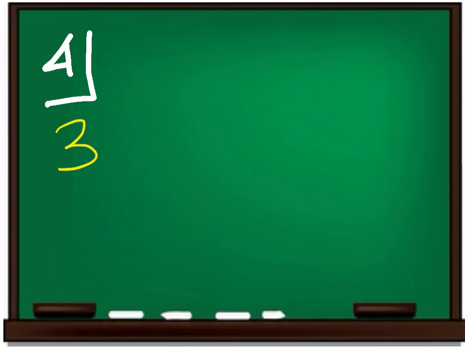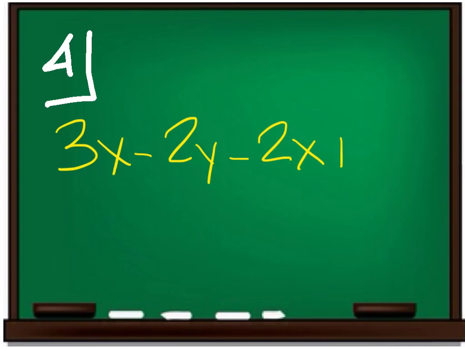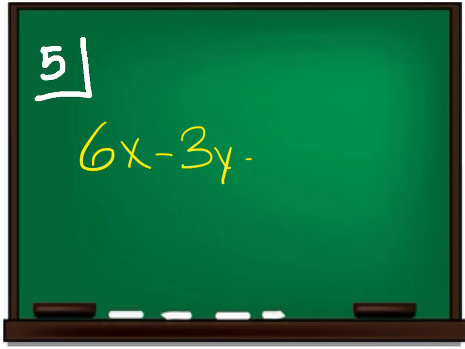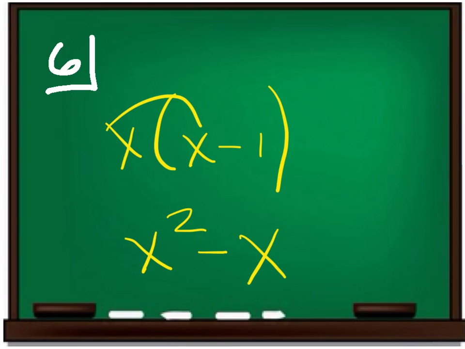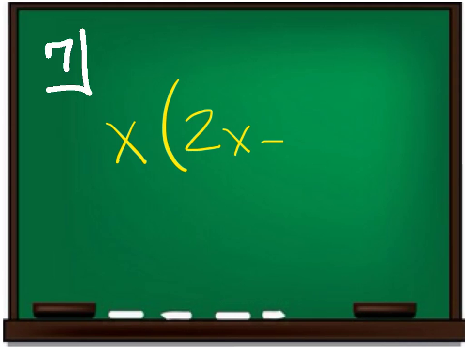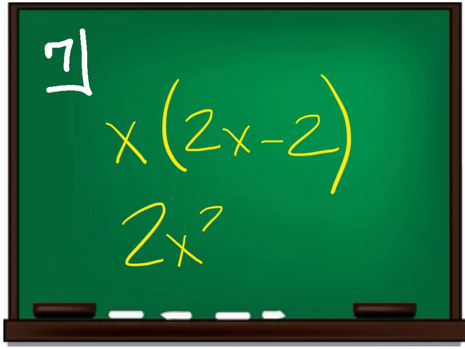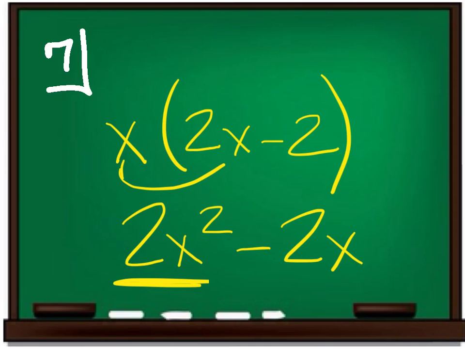Five Y. X. Three X. X squared minus X. It's X times X is X squared. X times minus 1 is minus X. Two x squared minus 2x. X times 2x. X times minus 2.